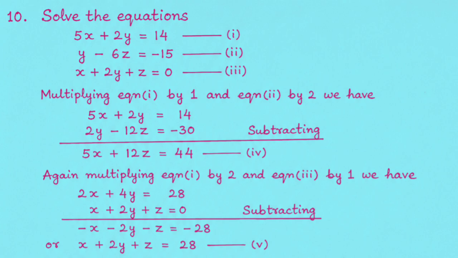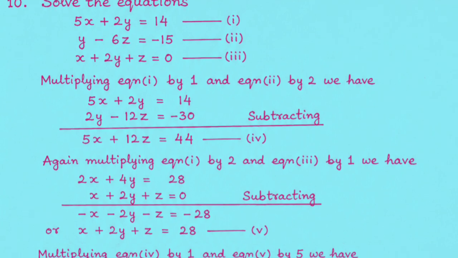Equation 4. Again multiplying equation 1 by 2 and equation 3 by 1, we have 10x plus 4y is equal to 28 and x plus 2y plus z is equal to 0. Subtracting, we have minus x minus 2y minus z is equal to minus 28, or x plus 2y plus z is equal to 28. Equation 5.